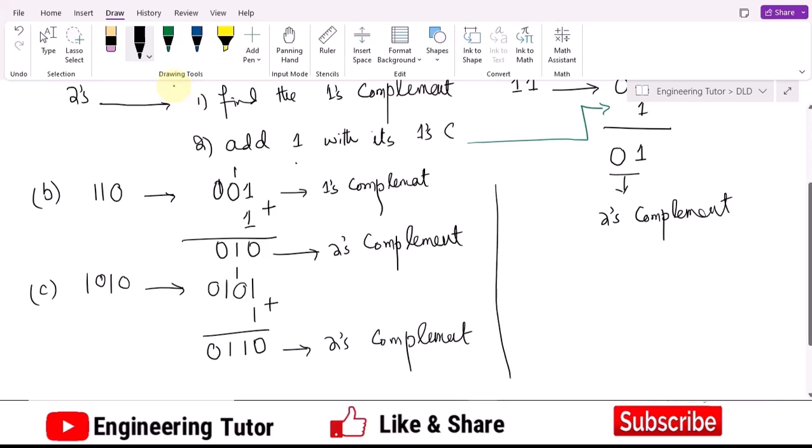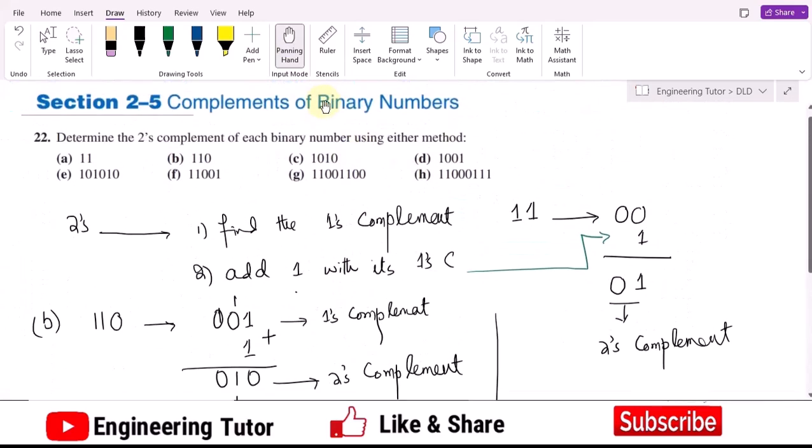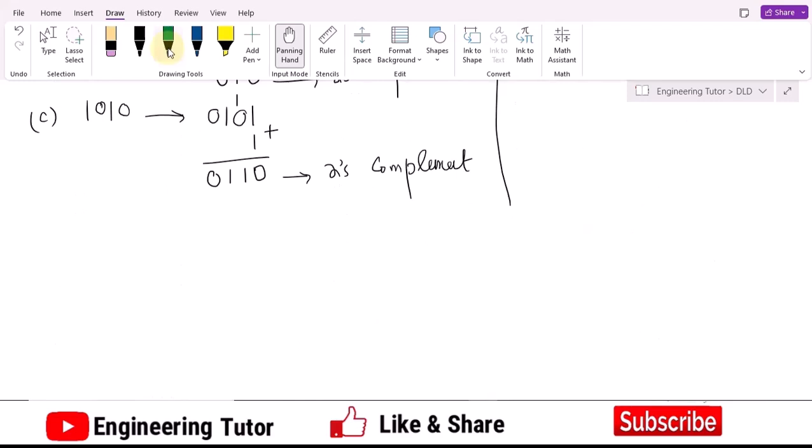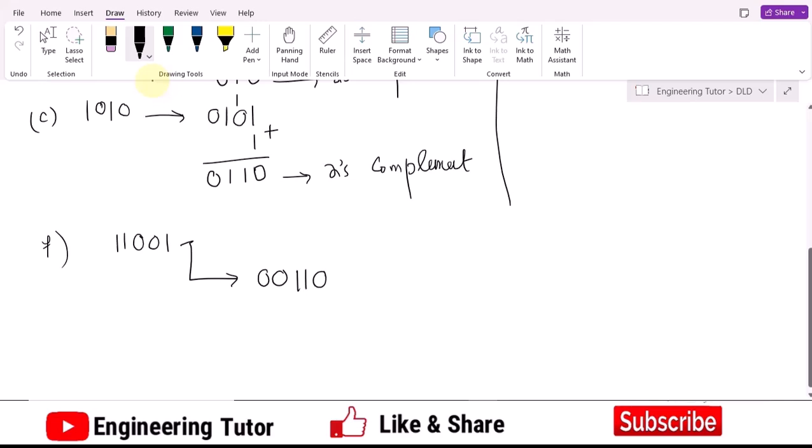Similarly, now let us take another example and let me solve it. Let me take problem F here, that is 1 1 0 0 1. In order to find the 2's complement of it, first of all we find the 1's complement, so that would be 0 0 1 1 0. That is the 1's complement, and let me write it here as well.